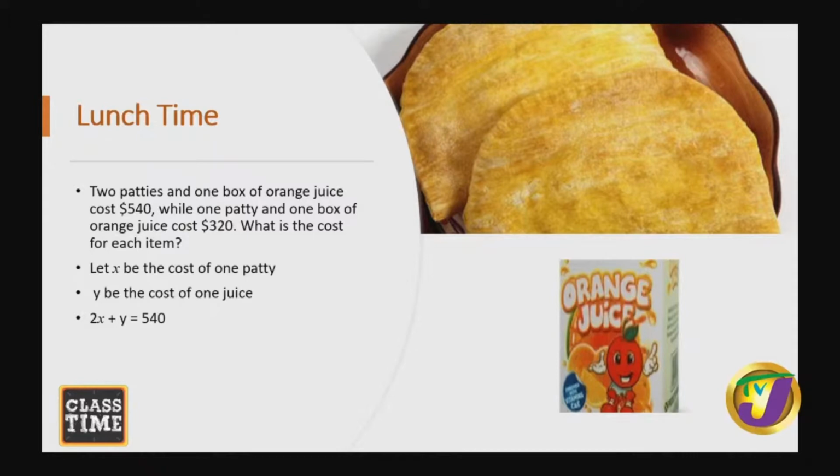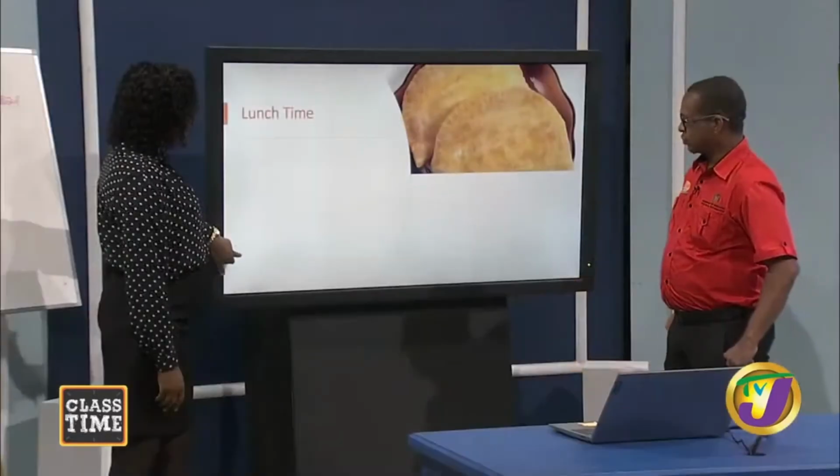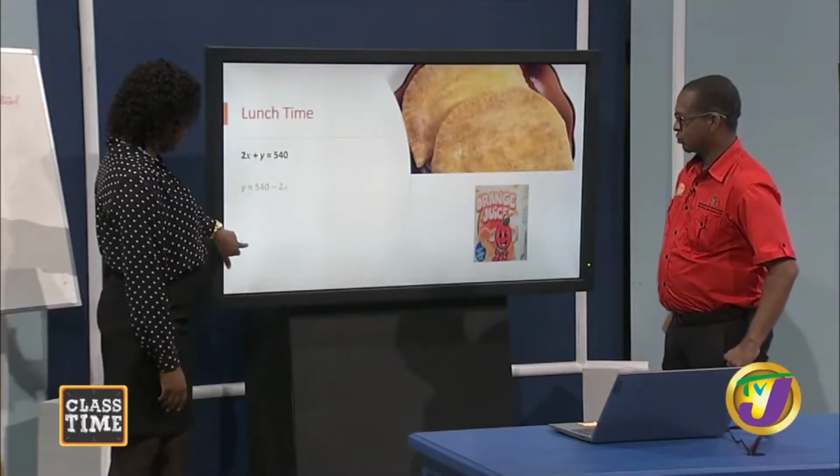And you bought 1 patty and a box of orange juice, and you paid $320. So that's x plus y equals 320. And we're emphasizing that x and y in this situation have to do with the cost of each item. Yes. So the cost of 1 patty is represented by x, and the cost of 1 box of orange juice is represented by y. Awesome.